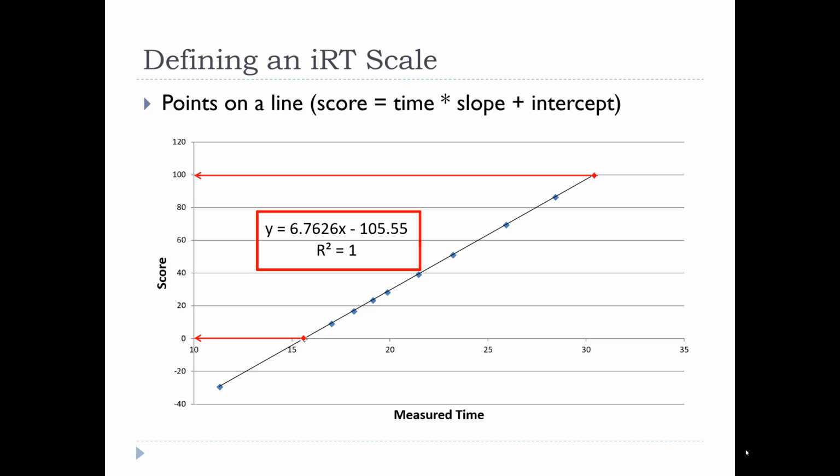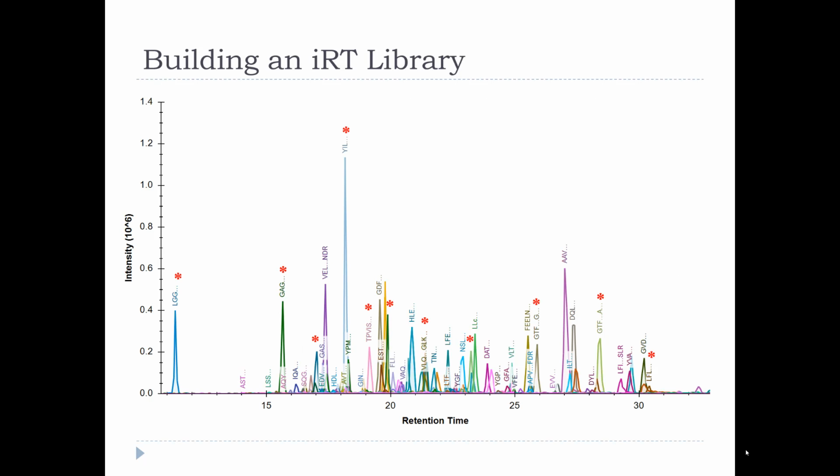And Skyline does this all automatically. You can work this all out in Excel or using R or something, but Skyline has some nice tools for doing this. And then once you've done that, you have an IRT scale. You have a set of peptides, and you have their values in this new space.